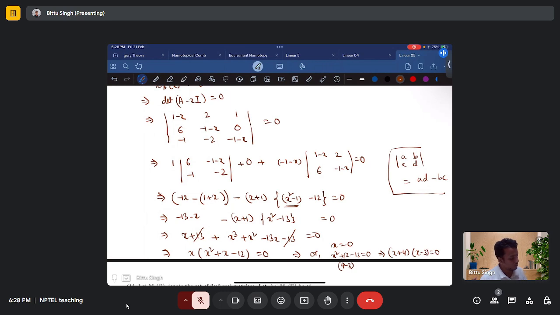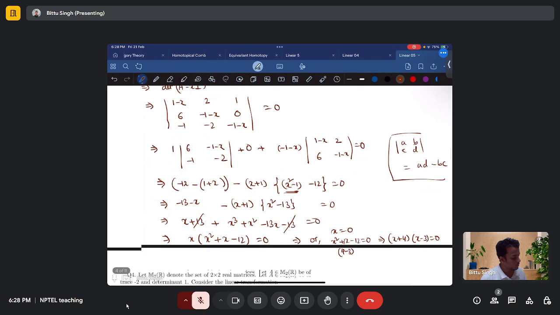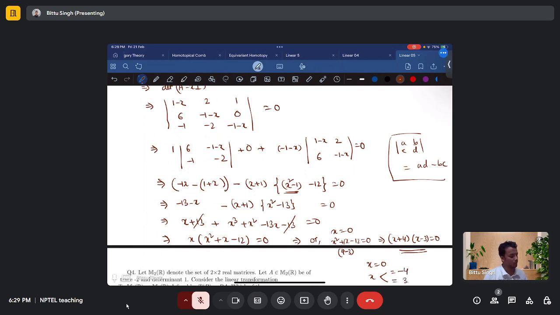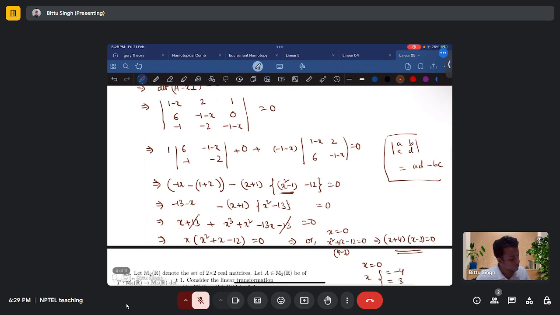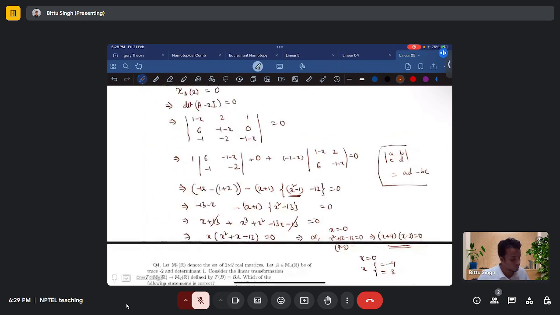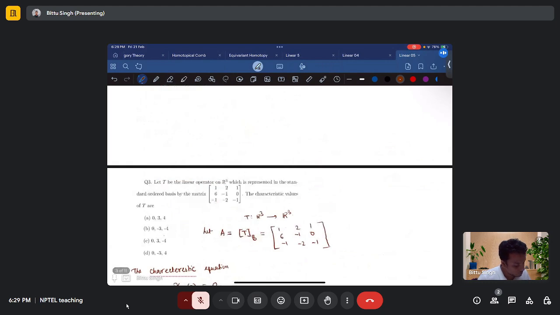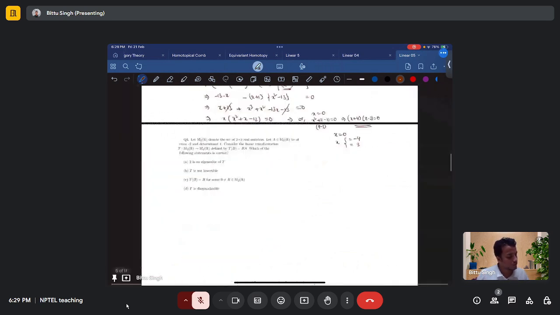So you get three possibilities: either x equal to 0, or the other two possibilities correspond to the last factors, either x equal to minus 4 or x equal to plus 3, right? So those are all possibilities. Minus 4, plus 3 and 0. So this is the correct answer. Okay. So next question.